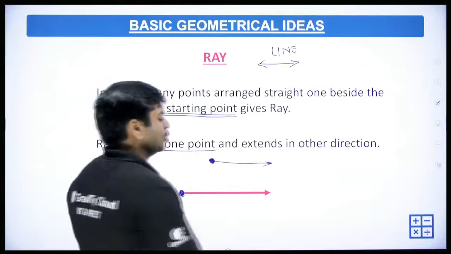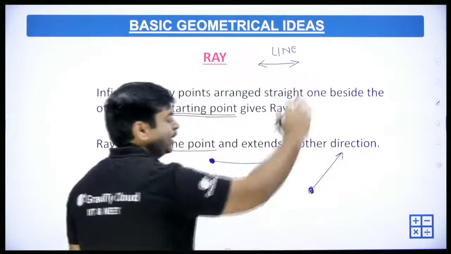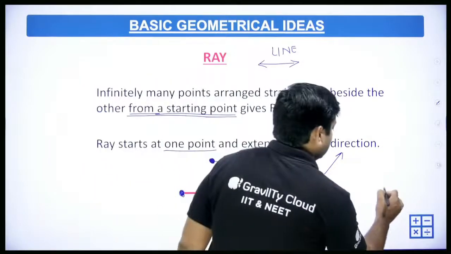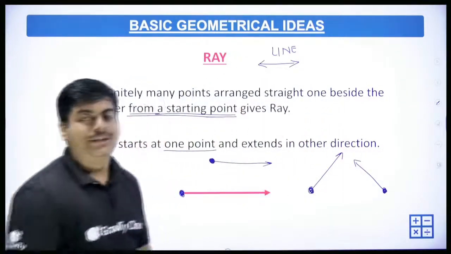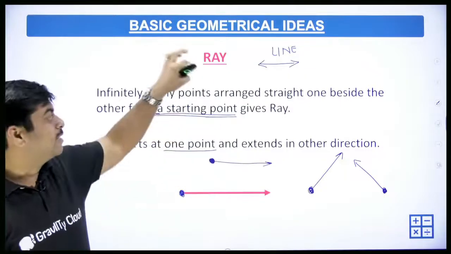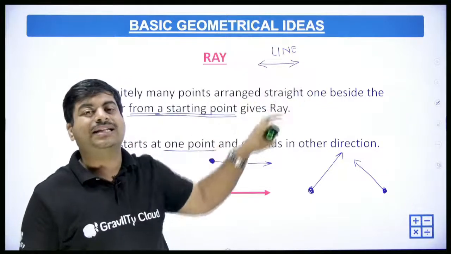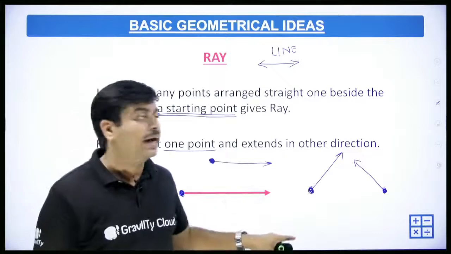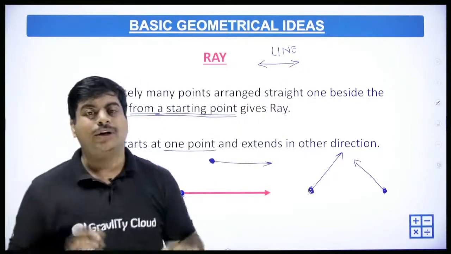Okay, not only in this direction. This is a starting point and this is a line. That is the way it is moving. It is extending. It is a ray. A ray can be anywhere, with just one starting point and no other ending point. Right. So this is a ray. So what is the difference between a line and a ray? A line is extended in both the directions, whereas a ray extends in only one direction. It has a starting point, whereas a line has no starting point, no ending point.